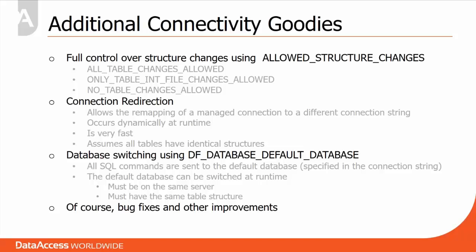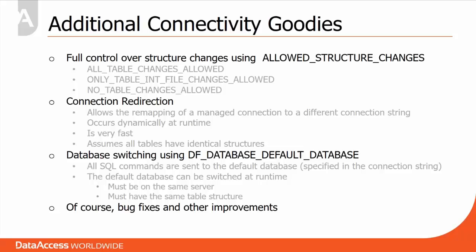The connection redirection, after we talked about the remapping of a managed connection from one place to another, this again happens dynamically at runtime. It's very fast. It does assume, so even without using managed connections completely, you'll be able to take advantage of this ability to redirect a connection at the very low level. It'll be a little more interesting to use, but it's there. But it is very fast.